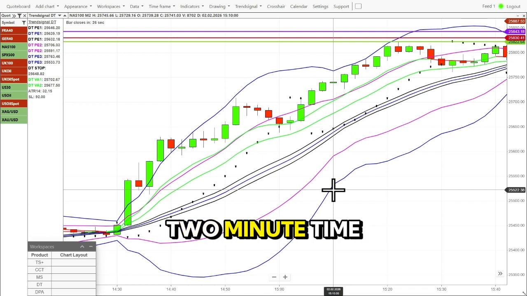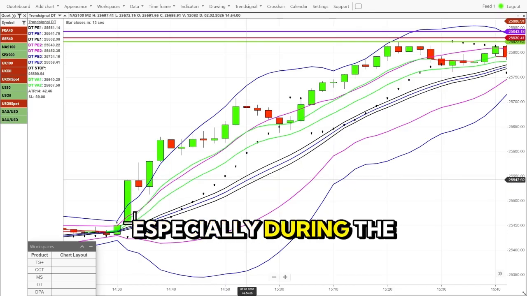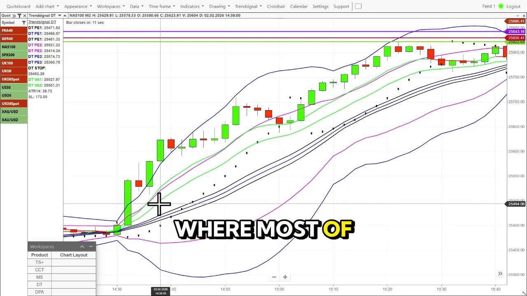This is our 2 minute time frame, looking mostly at indices. Today we're going to be trading the NASDAQ, which is kind of an unofficial third market for us on lower time frames. We mostly look at the US 30 and German, but the NASDAQ gives plenty of good opportunity as well, especially during the afternoon session where most of the action is.